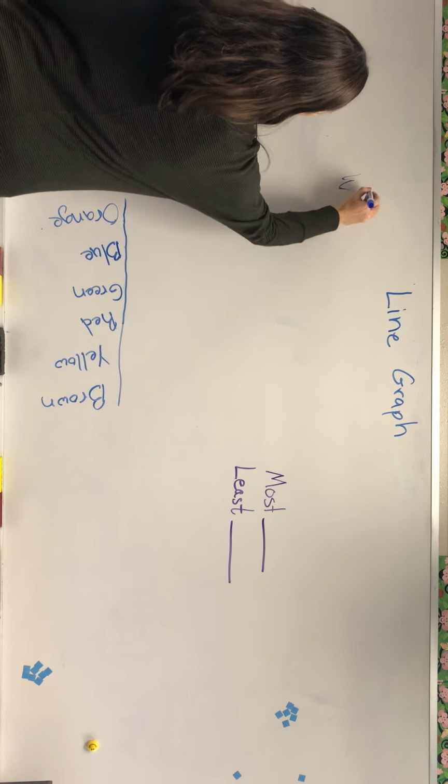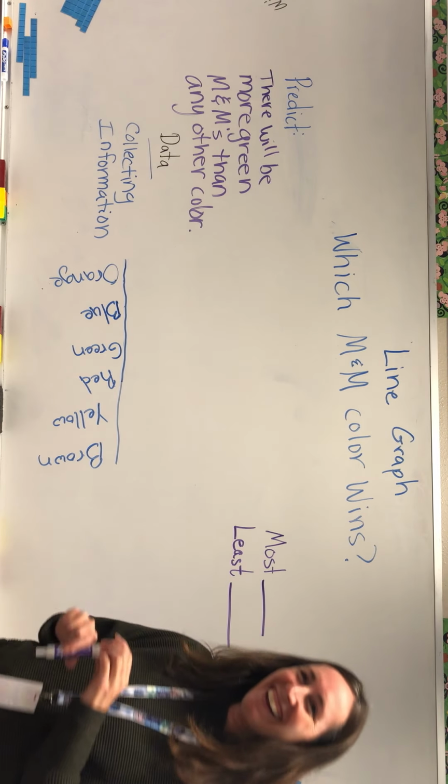Which color are they thinking? I'm thinking brown because I always eat the most brown ones, I feel. So there's going to be the most brown. Mrs. Smith is predicting brown. Ooh, I know I'm going to win over here. Don't you worry, Mrs. Ragsdale.